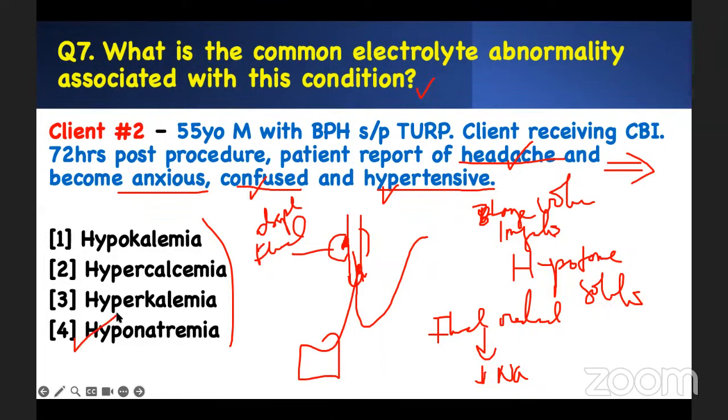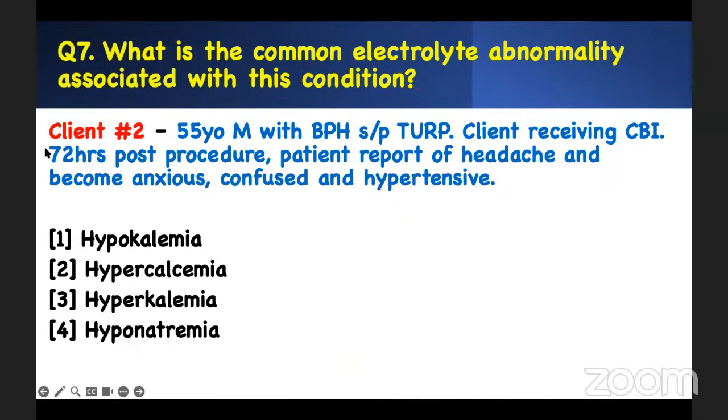But why do we treat this problem quickly? It's because of seizures. They're going to go into arrhythmia, they're going to get confusion, respiratory distress, but the number one, they're going to have seizures. So that's why we treat them. What is the name for this problem? What do you call it? It's due to large volume of what? Large volume absorption of hypotonic fluid.